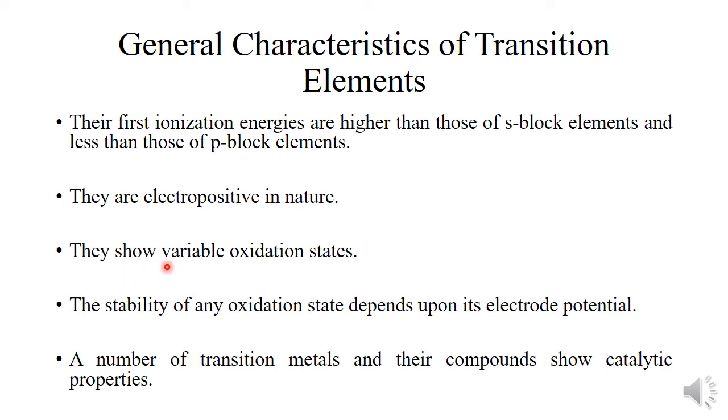Next is, they show variable oxidation states. They can show a number of oxidation states, and the stability of any oxidation state depends upon its electrode potential. Next is, a number of the transition metals and their compounds show catalytic properties. That is, most of the transition metals and their compounds behave like a catalyst in a number of processes.